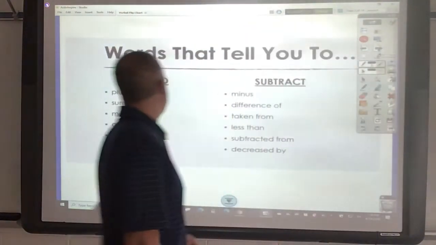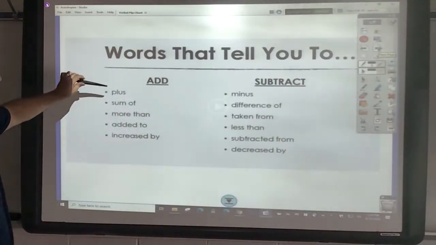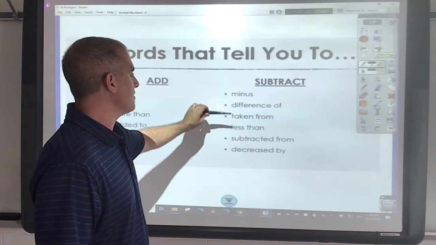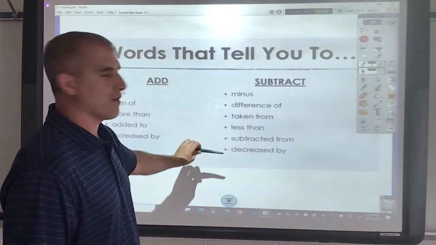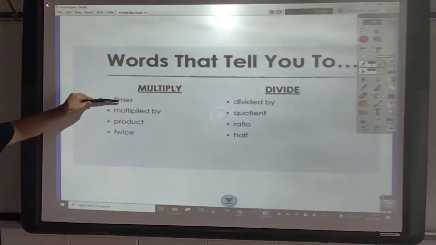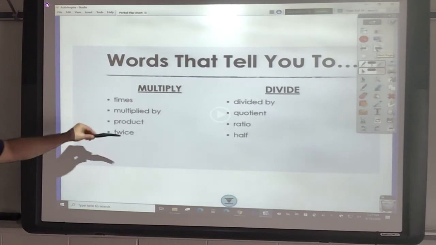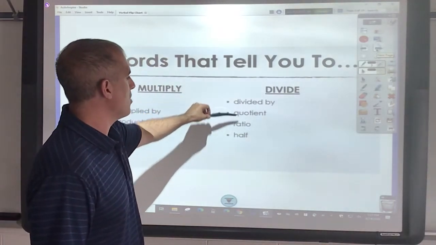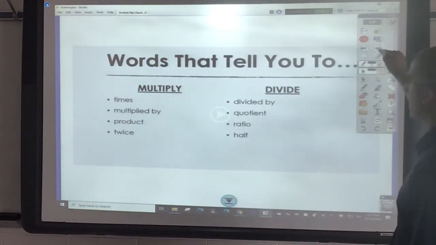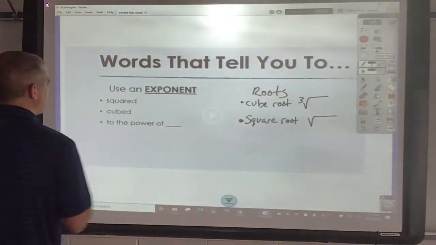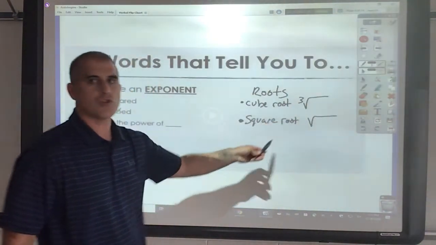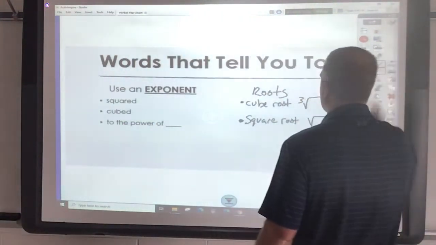Okay? Here's some key words that tell you when to add: plus, sum, more than, added to, increased by. Minus, difference, taken away, less than, subtracted from, decreased. So that's subtraction. Multiply, times, multiplied by, product, twice, division, divided by, quotient, ratio, half. So we're just exposing you to these words. If they want you to use an exponent: squared, cubed, the power of, roots, cube root, square root, those kinds of things.